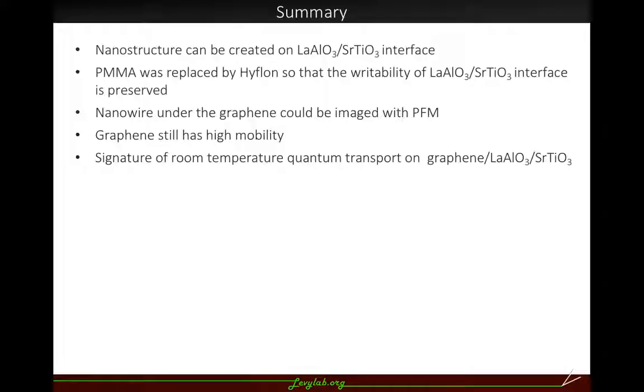So in summary, we can create nanostructures on the LaAlO₃ interface, and PMMA was replaced by HiFLON, so the sample is still writable after the transfer and patterning of graphene. The nanowire written underneath the graphene can be imaged with PFM, as we showed, and the graphene is still pretty high quality even after the patterning and writing process. And we see the signature of room temperature quantum transport in the graphene, lanthanum aluminate, and strontium titanate heterostructure.